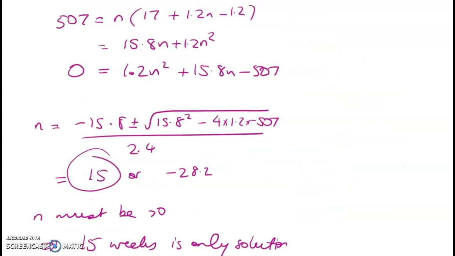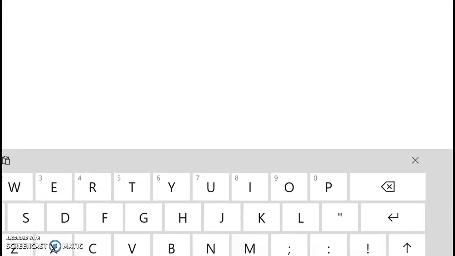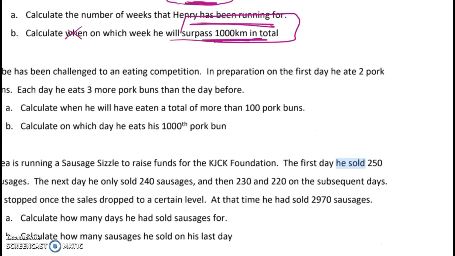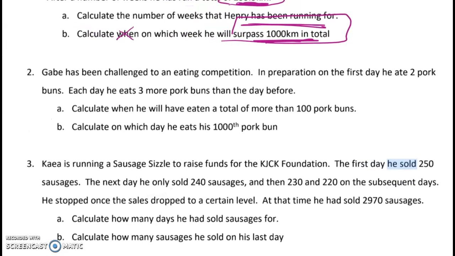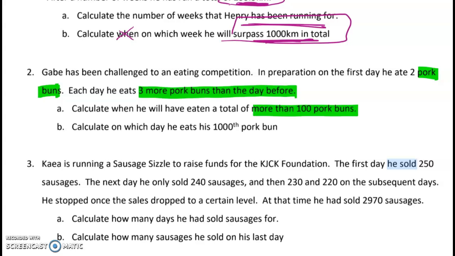Right, the next question I think is one about an eating competition, which is kind of gross. Where are we? Right. Oh yeah, okay. Gabe has been challenged to an eating competition. He's getting ready for it. On the first day he ate 2 pork buns, and each day he eats 3 more pork buns than the day before. Gross. Okay, so when will he have eaten a total of more than 100 pork buns? And then, on which day does he eat his 1,000th pork bun? It's very, very similar to the first question.